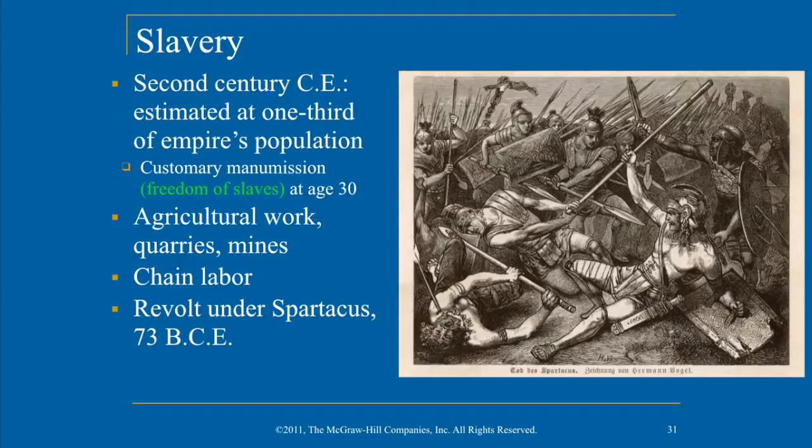Customarily, there was manumission, or freedom of slaves, at the age of 30. That was like a custom. There was no law ever written about that. Many of them did agricultural work, working in fields. They dug through quarries and in mines. They were on chain labor, meaning they were chained together.